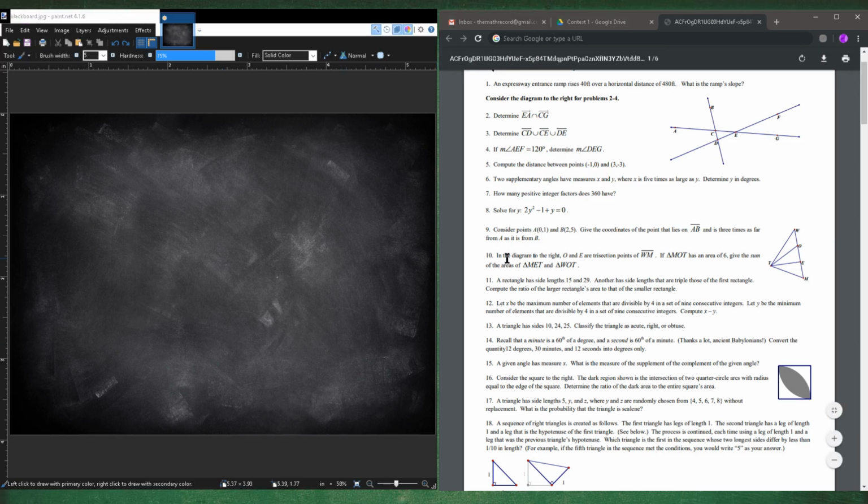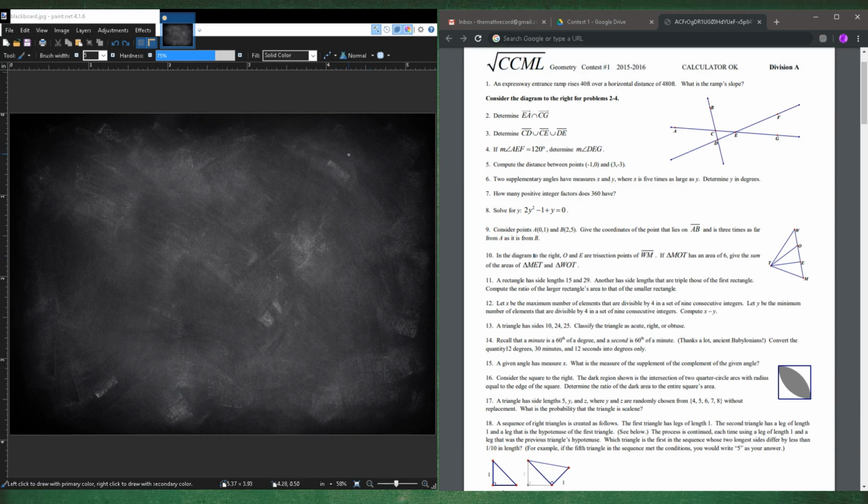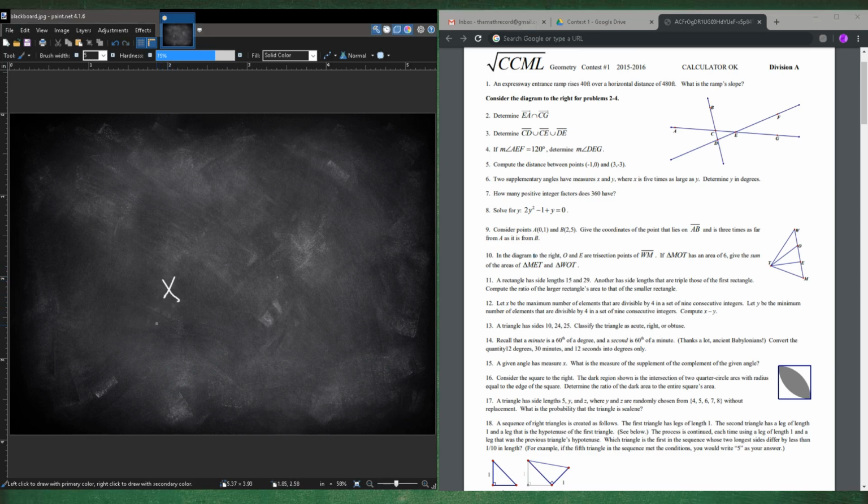Question 9. Consider points A (0, 1) and B (2, 5). Give coordinates of the point that lies on AB that is 3 times as far from A as it is from B. So let's draw this out first. You don't really have to draw the graph. So you have a point right here, and we'll call this A. So this is at 0, 1. B will be at 2, 5. So you're going to have to move 2 over and 4 up. So we have something like B. Okay, draw the line. You really don't have to draw the coordinate plane.